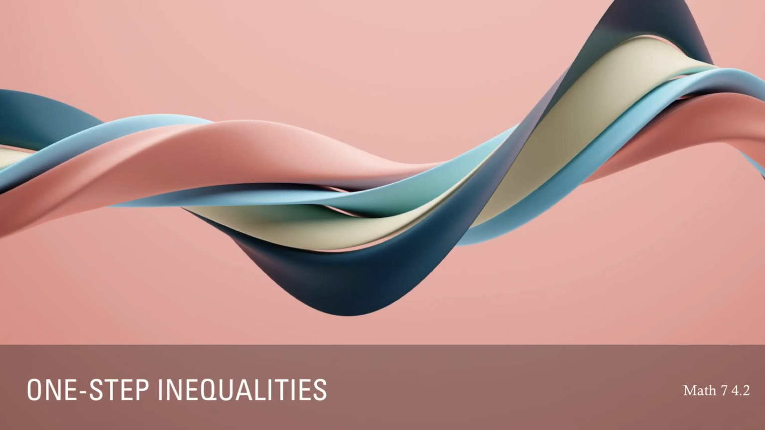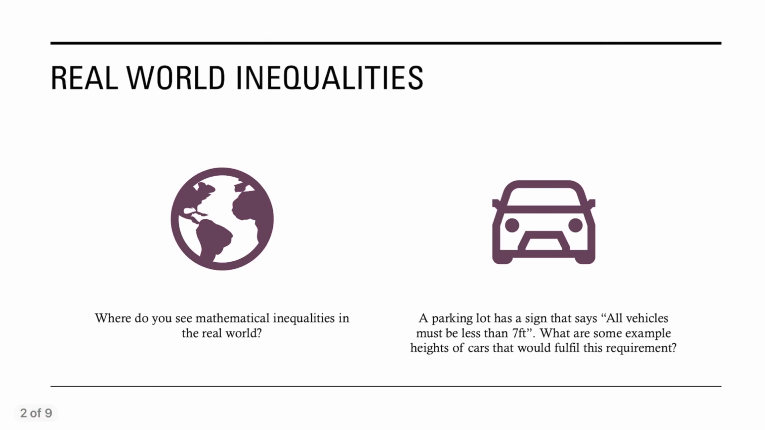This video is going to go over one-step inequalities, or inequalities where you just have one thing you need to do in order to get x by itself. So before we get started, I want you to think about real-world inequalities. And we're doing this in a mathematical sense. I could make a whole other video about other kinds of inequalities, but I want you to think about where you've seen mathematical inequalities in the real world.